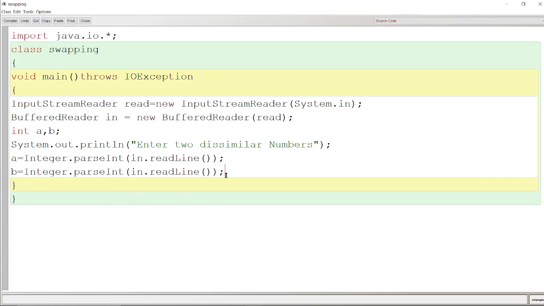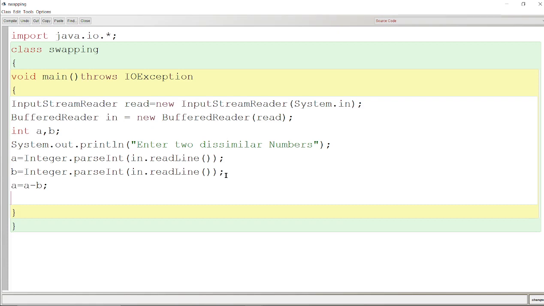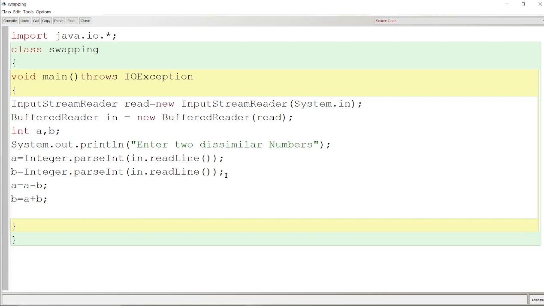Now, as I told you earlier, just perform some calculations. Put A equals A minus B, then B equals A plus B, then A equals, sorry, now you have got the values of A and B, now write like this, A.